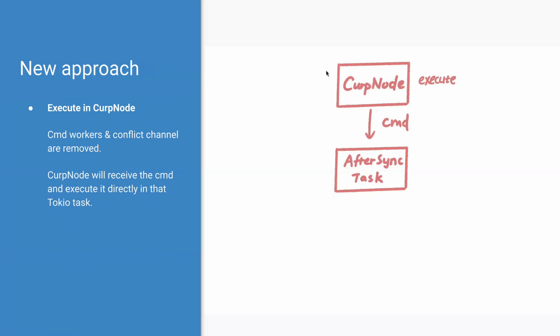In the new approach, we simplified the command execution design. First, we removed the conflict check channel and shifted that responsibility to the conflict pools. The command workers are also removed, and the command execution will now take place in the Curp node. It will directly execute the command in the same Tokio task when there's no conflict.